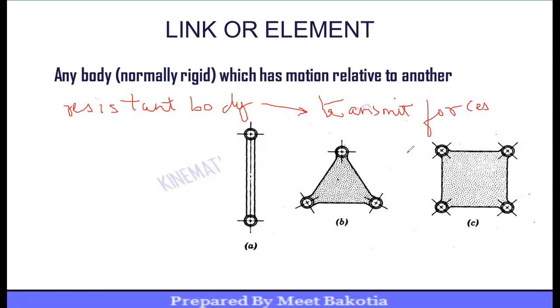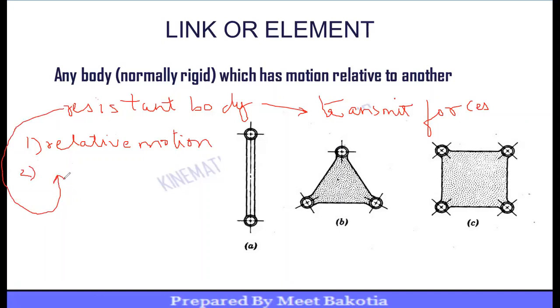A link actually has the following characteristics. The first one is that it should have relative motion. A link should have relative motion. And the second characteristic is that it must be a resistant body.